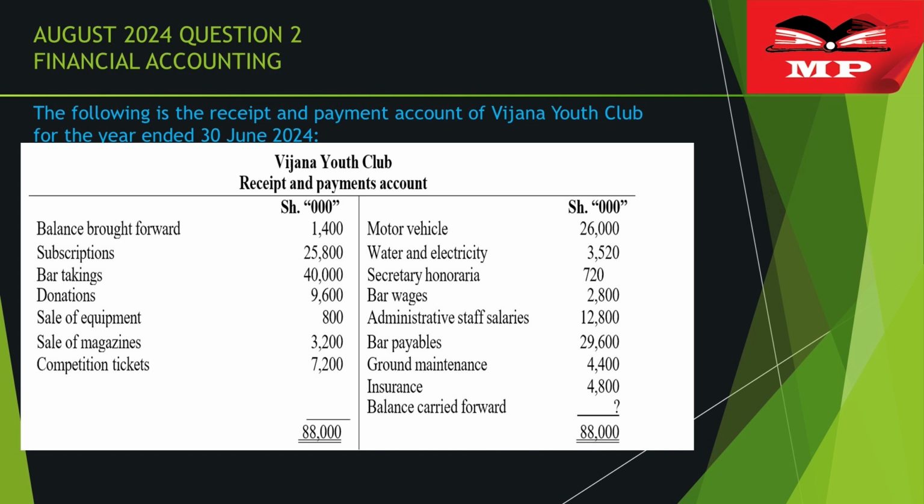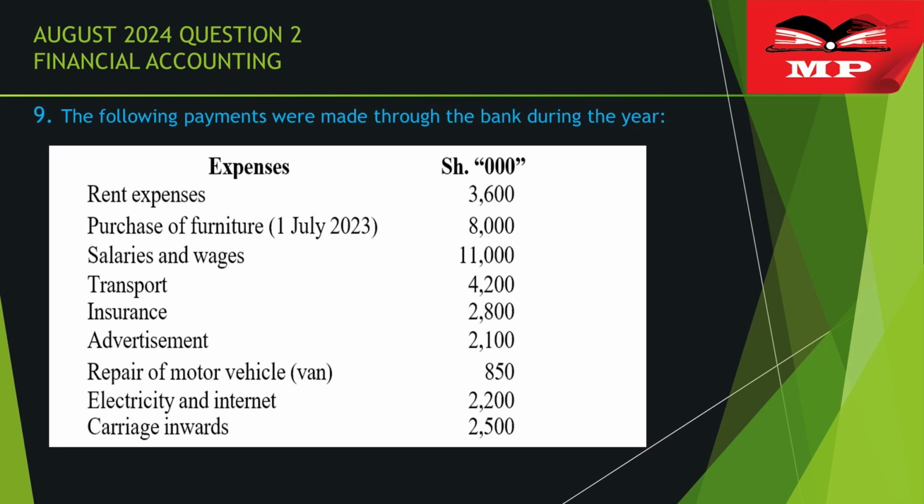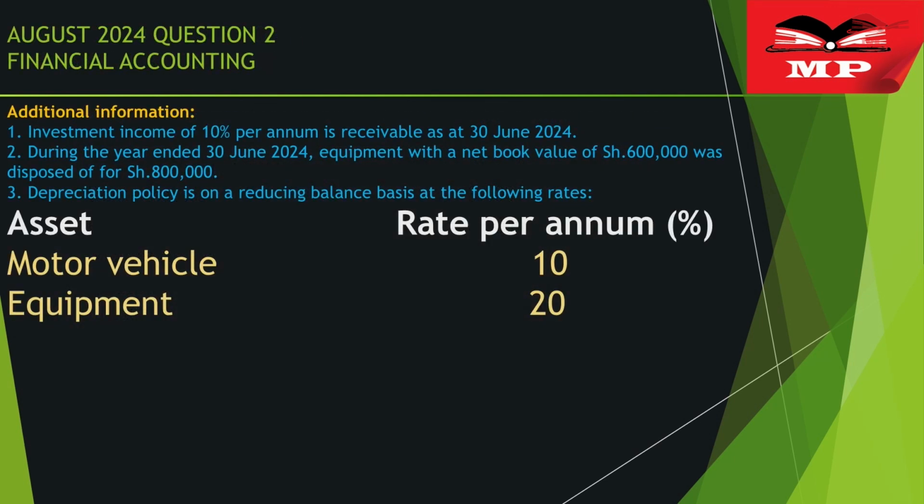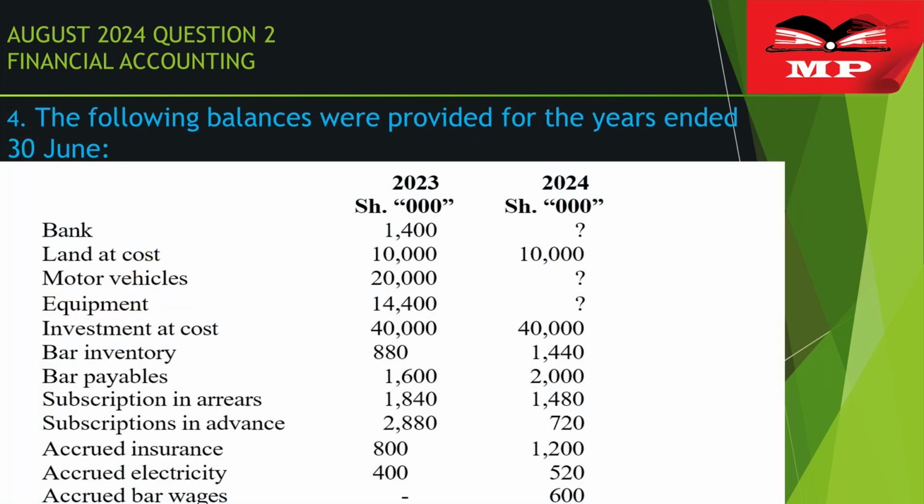Additional information number 1, investment income of 10% per annum is receivable as at 30th June 2024. Number 2, during the year ended 30th June 2024, equipment with a net book value of 0.6 million was disposed of for 0.8 million. Number 3, depreciation policy is on reducing balance at the following rates: motor vehicles 10%, equipment 20%. Number 4, the following balances were provided for the year ended 30th June. So we have on 30th June for both the years, items are provided there.